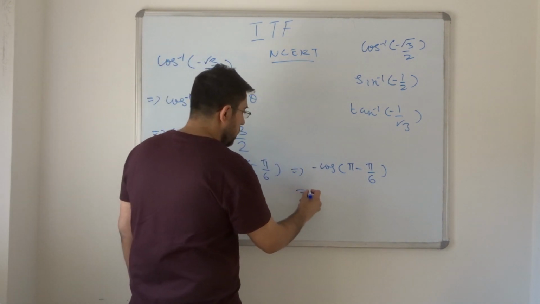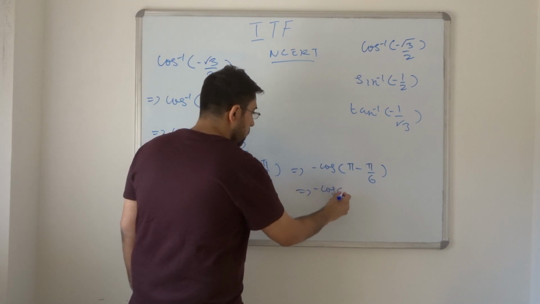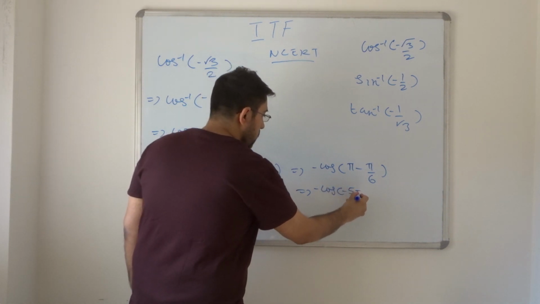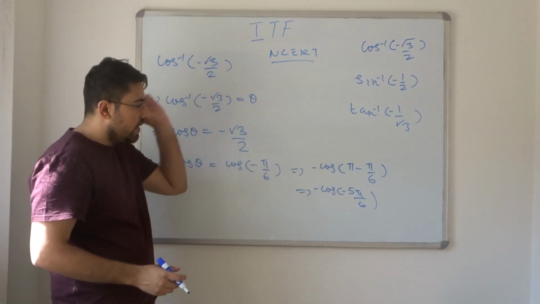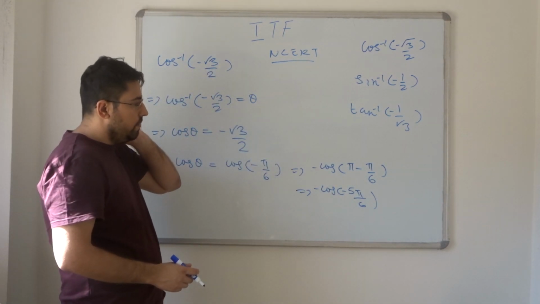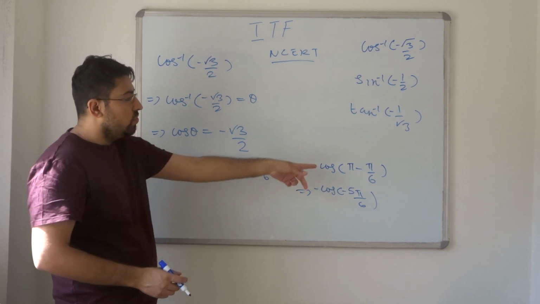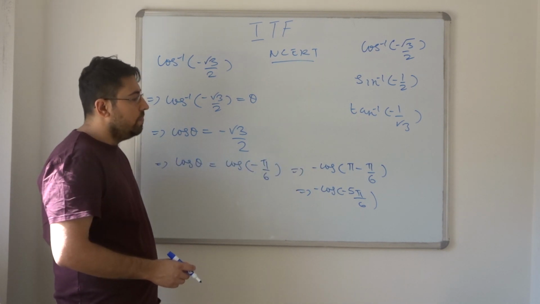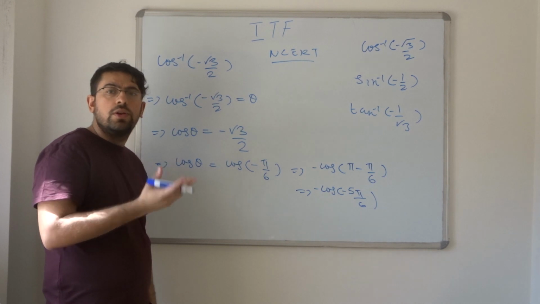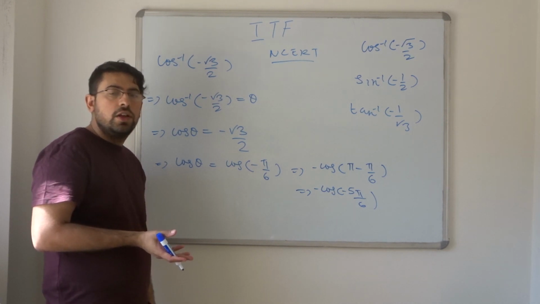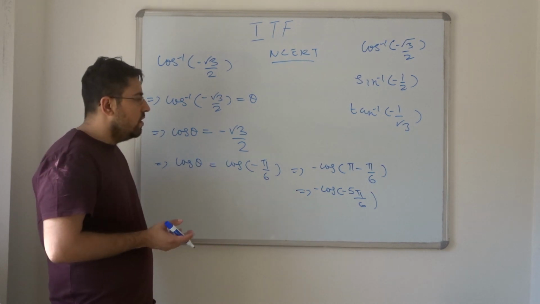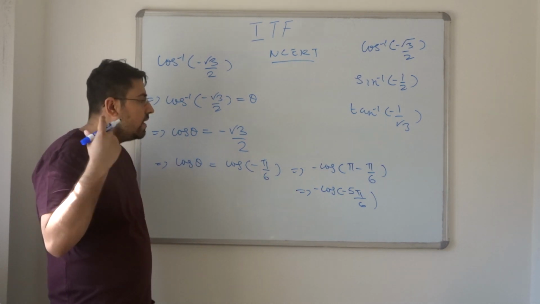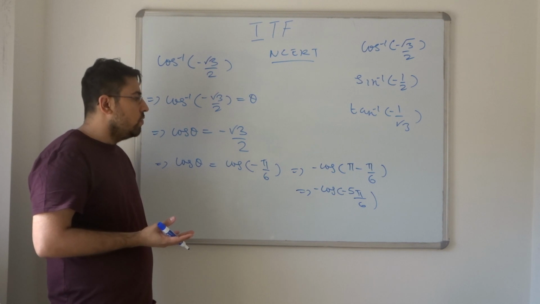And then you get negative pi upon 6. Okay? You get negative pi upon 6. Remember why you get this? Remember in class 11 when you learned trigonometric functions, you might have learned the functions of allied angles. So you're going to have to start remembering that again. If you don't know that, you're doomed.